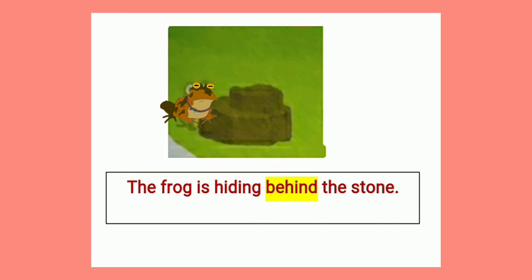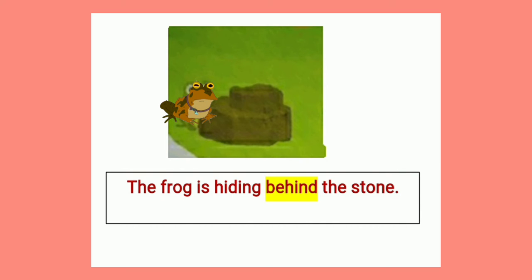Next one, the frog is hiding behind the stone. The word behind shows the relationship between the frog and the stone, shows the position of the frog. The frog is hiding at the back of the stone.